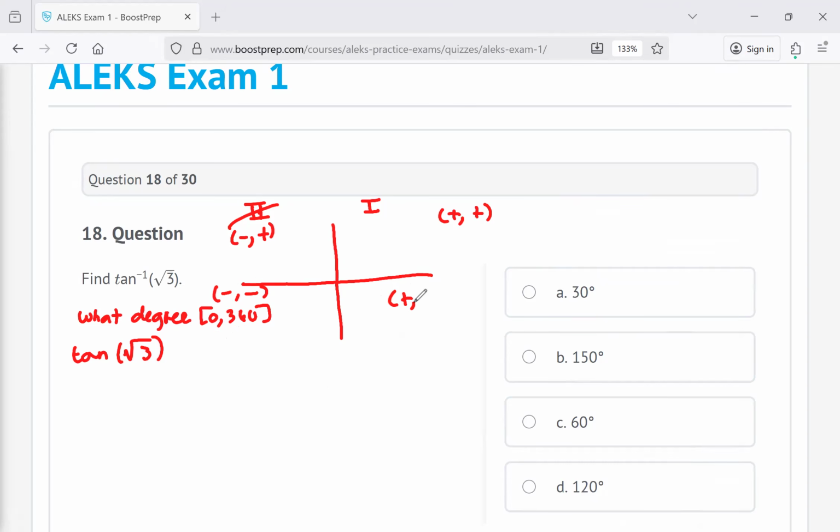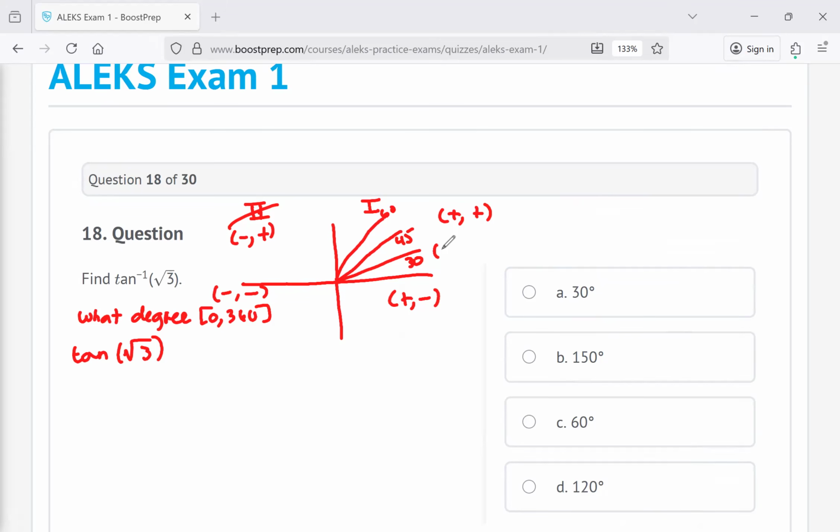No, the x is positive, the sign is negative. No. So let's first try 1. It's either 30, 40, or 60. In quadrant 1, it's either 30 degrees or 45. I don't think it's 45, and you'll see. Or 60. So you need to know your unit circle.